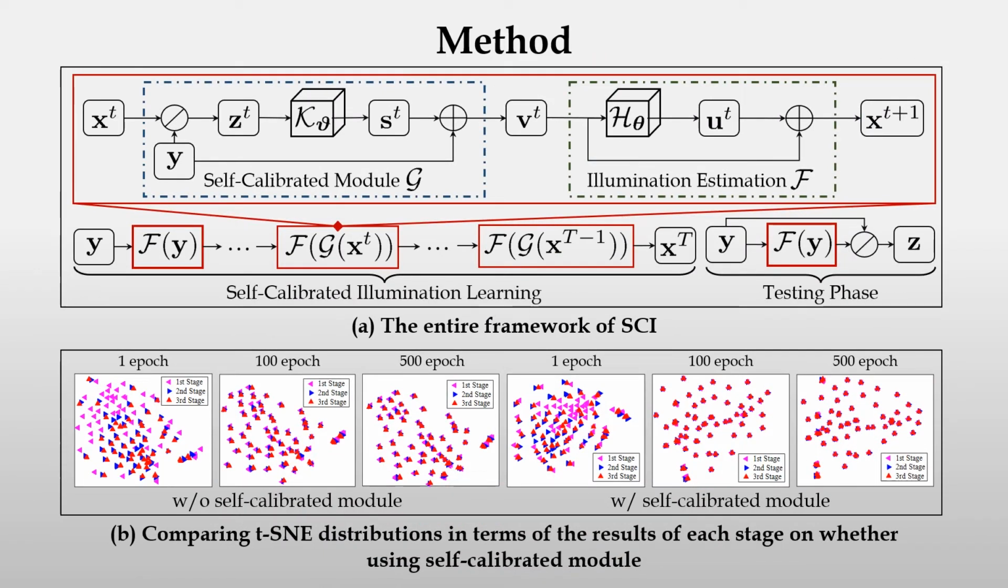The overall framework of SCI is shown in this slide. We need to emphasize that our testing phase just performs the one illumination estimation module, and the self-calibrated module does not appear in the testing phase. We also compare t-SNE distributions about whether to use the self-calibrated module in B. It can be easily seen that the self-calibrated module indeed guarantees the convergence between each stage. That is to say, our goal is successfully achieved.